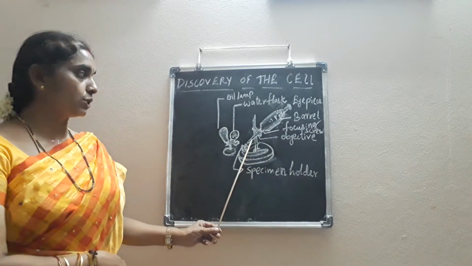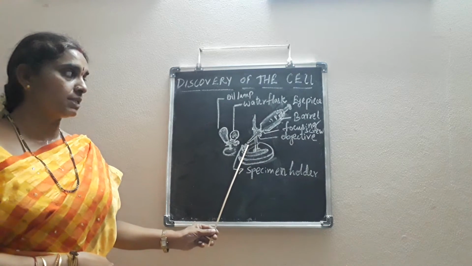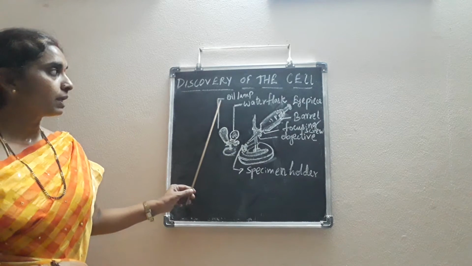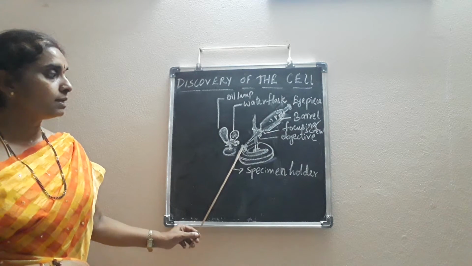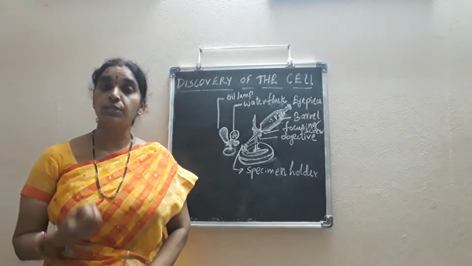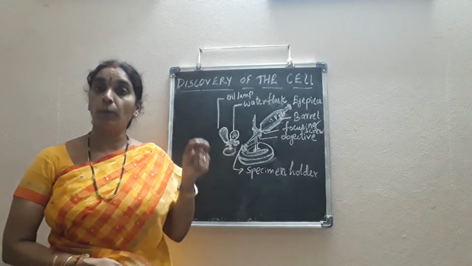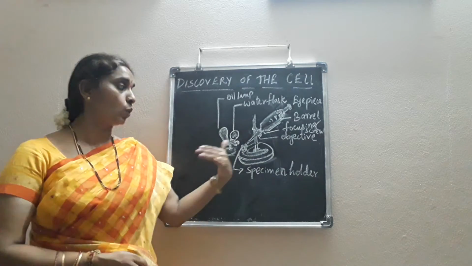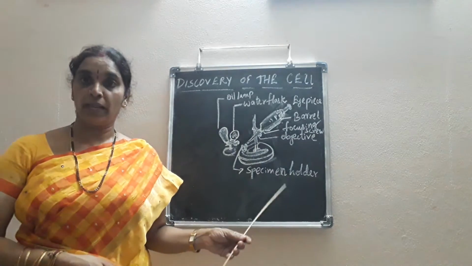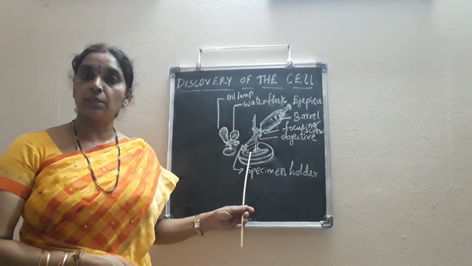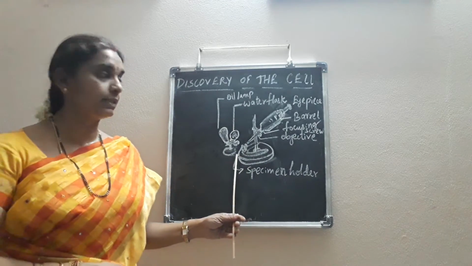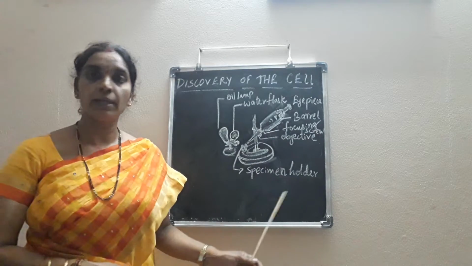And this is an objective, through which the object is observed. Next, this is the specimen holder. The name itself tells you that the specimen, that is the object, is kept over this holder. That is the place where the object is placed. It's the stage that you learned in the previous class, isn't it? So that is also called the specimen holder.